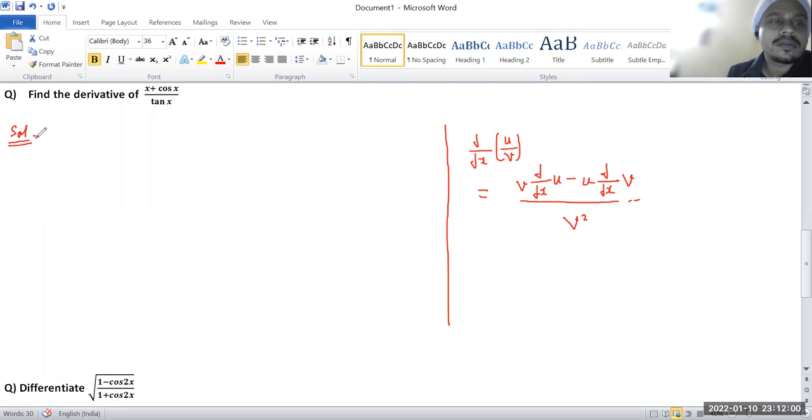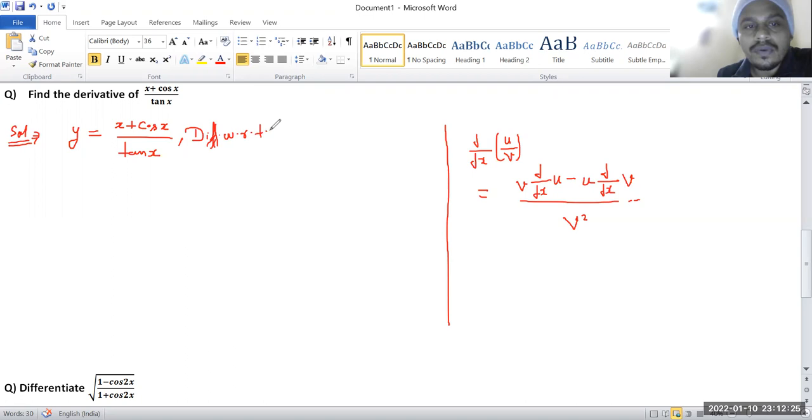Take y equal to x plus cos x upon tan x. X plus cos x upon tan x. Now, differentiating with respect to x.